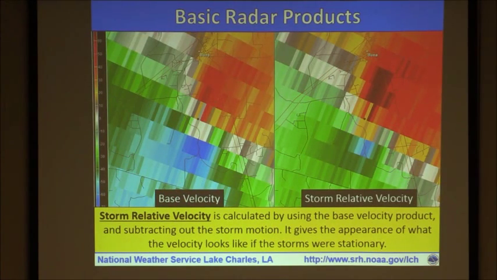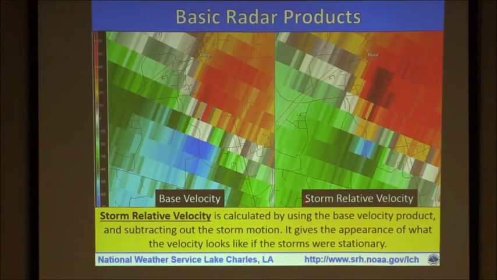There's actually two different velocity products that we can look at, and you guys can see as well on the internet and whatnot. One's called base velocity, one's called storm relative. And basically, all you're doing between the two is base velocity is just strictly what the radar is seeing, inbound, outbound, towards or from it as it's scanning around.